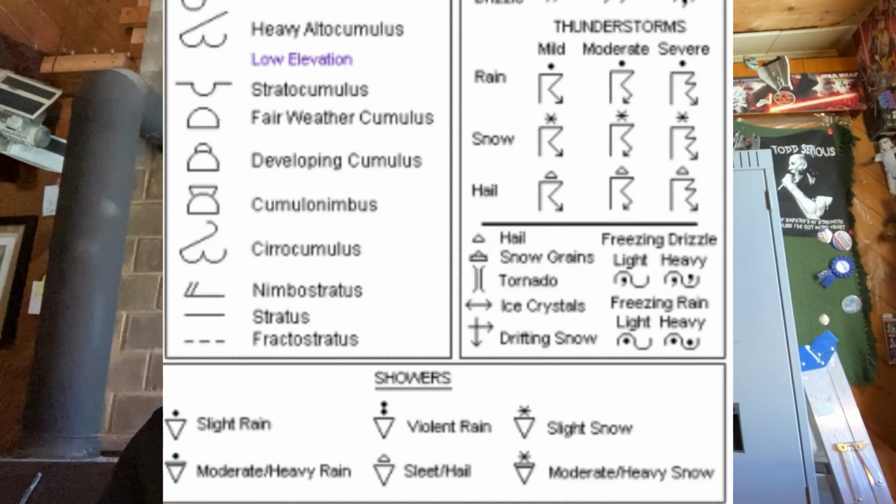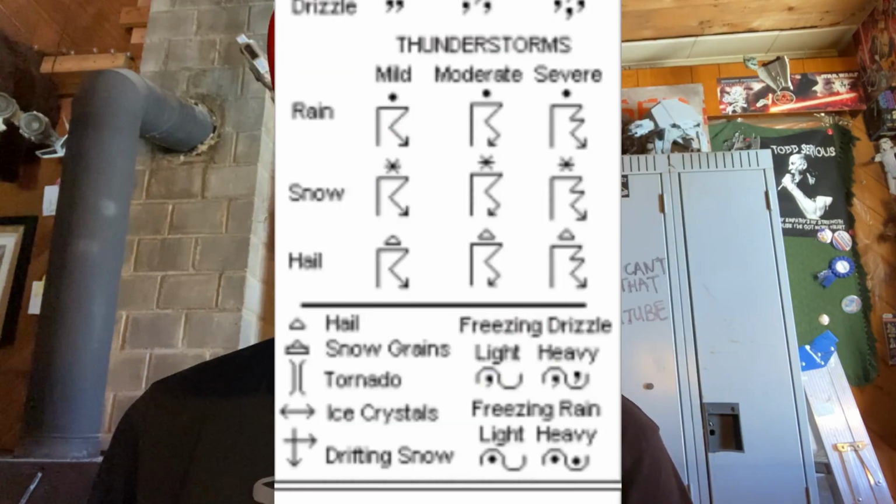The showers, slight rain, moderate, heavy rain. You notice the dots here? Two dots is violent rain. A little crystal here means sleet and hail. You've got a little snowflake, slight snow, moderate snow. And these ones I see, especially the thunderstorms. So you get rain, these are mild thunderstorms, mild snow thunderstorms, and then hail associated.